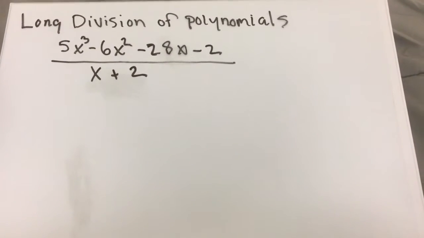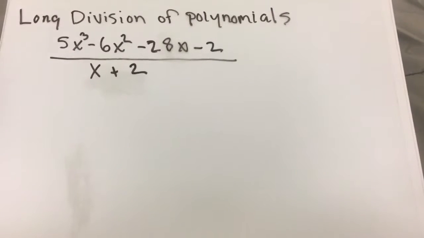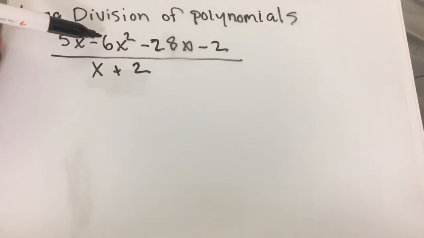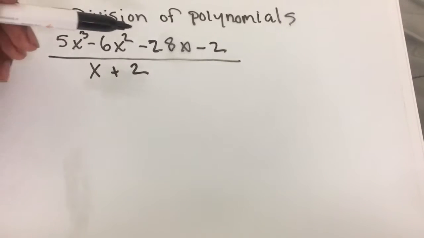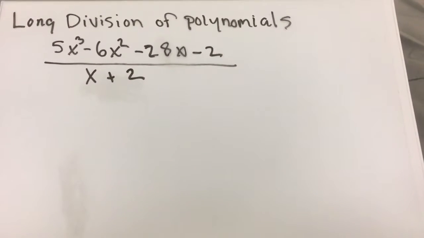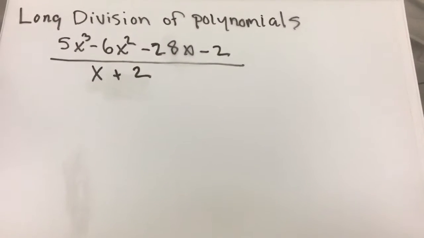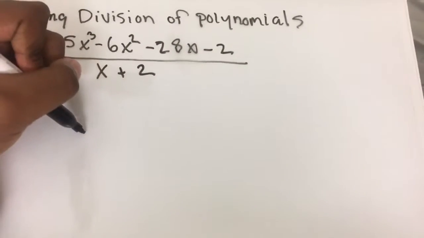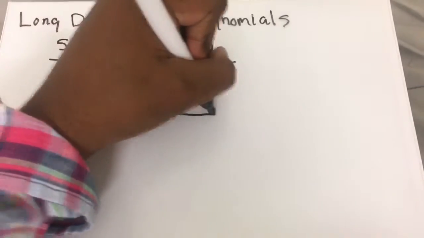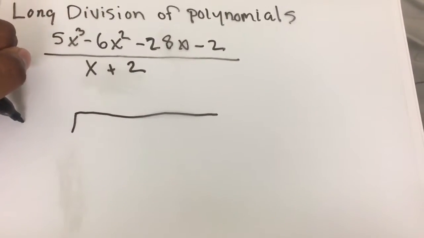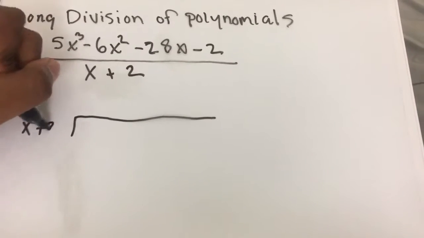This is long division of polynomials. This is my equation: 5x cubed minus 6x squared minus 28x minus 2 over x plus 2. Okay, so the first thing you want to write is your divisor line. And then we're going to write the bottom right here, x plus 2.